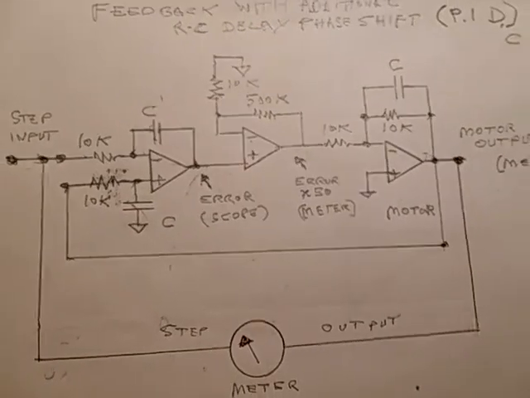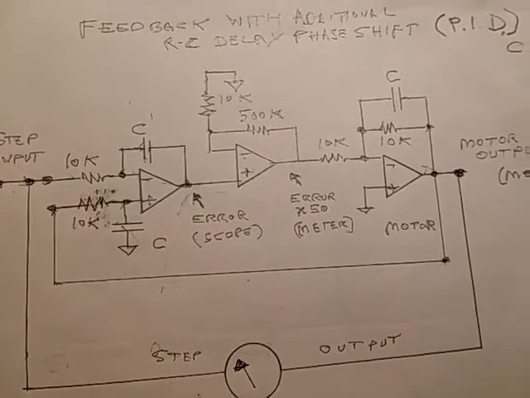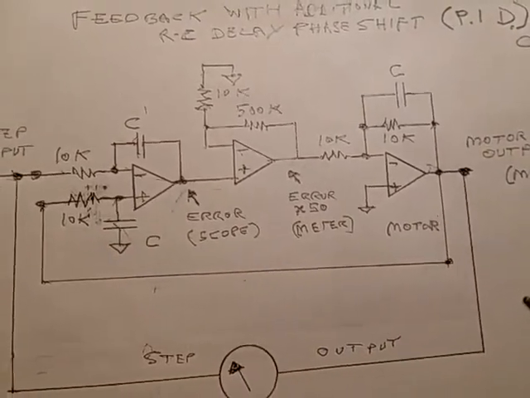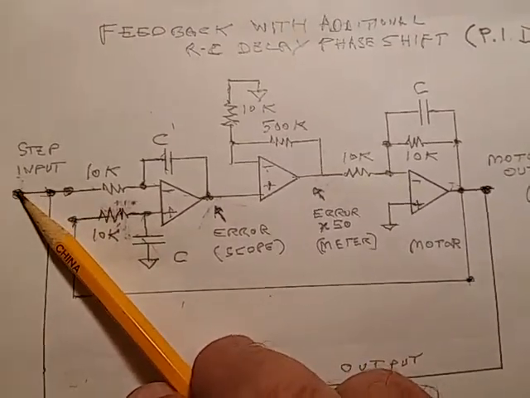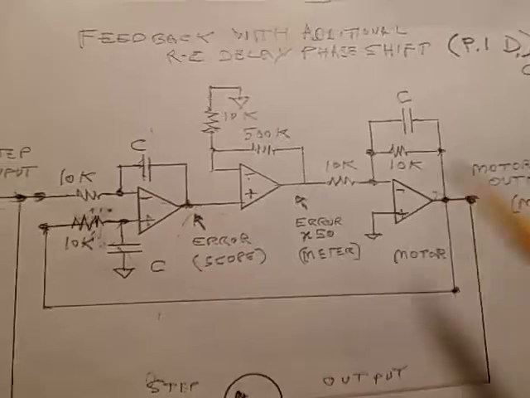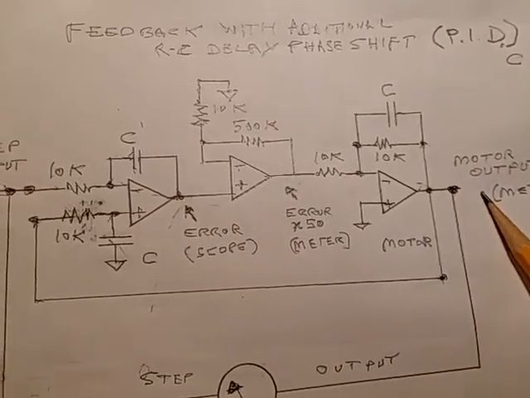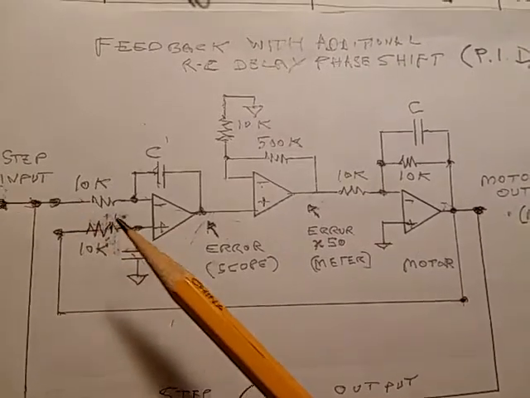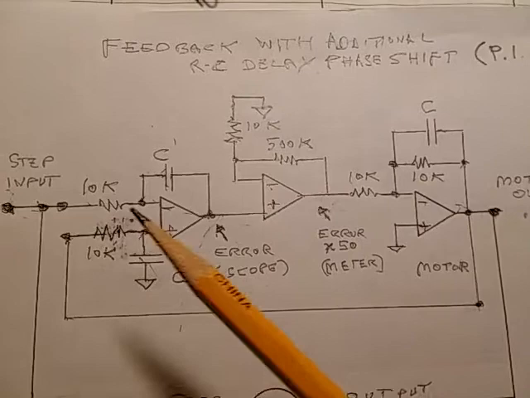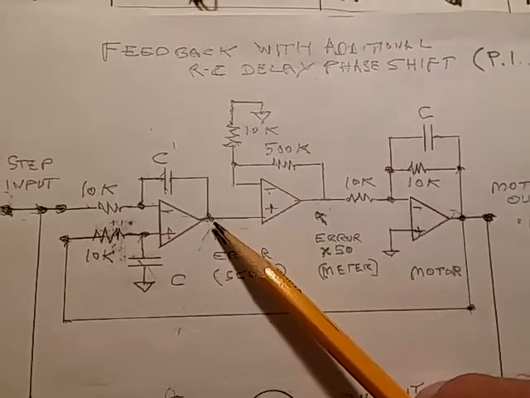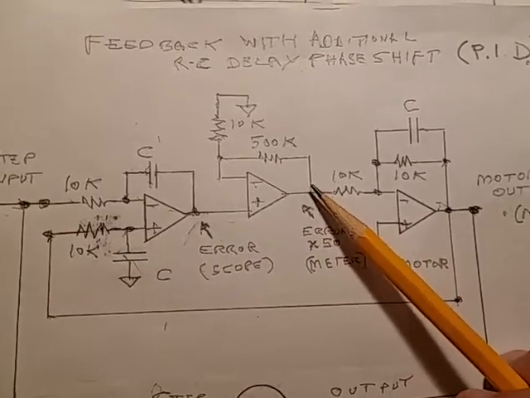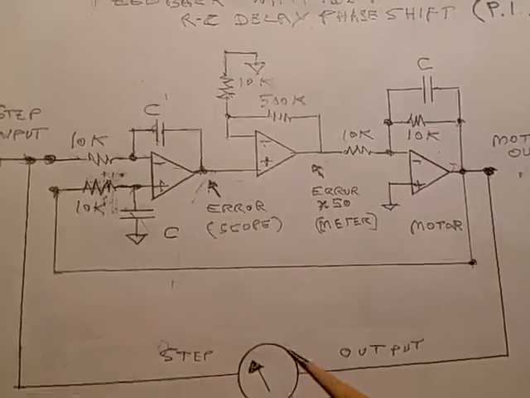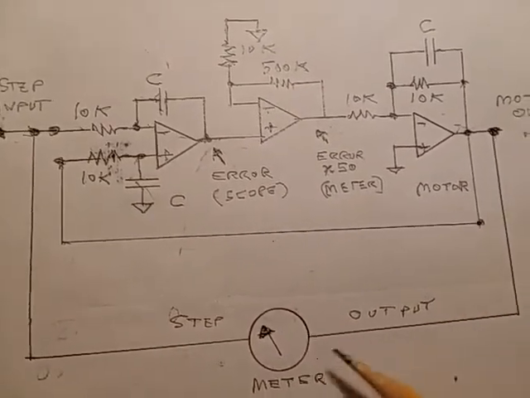Here's the entire circuit. What you have is feedback with RC phase delay, which is right there. What you have is a step input, which is the commanded output by the accommodation system, and then the result, which is normally a motor output. The value of the motor output is fed back to, in this case, a comparator circuit or an error detector. And what you have out of the error detector is a small signal, which is amplified by 50, and that becomes the error signal to drive the motor to its desired result. The desired result must match the input. In this case, I have a meter to show that relationship.